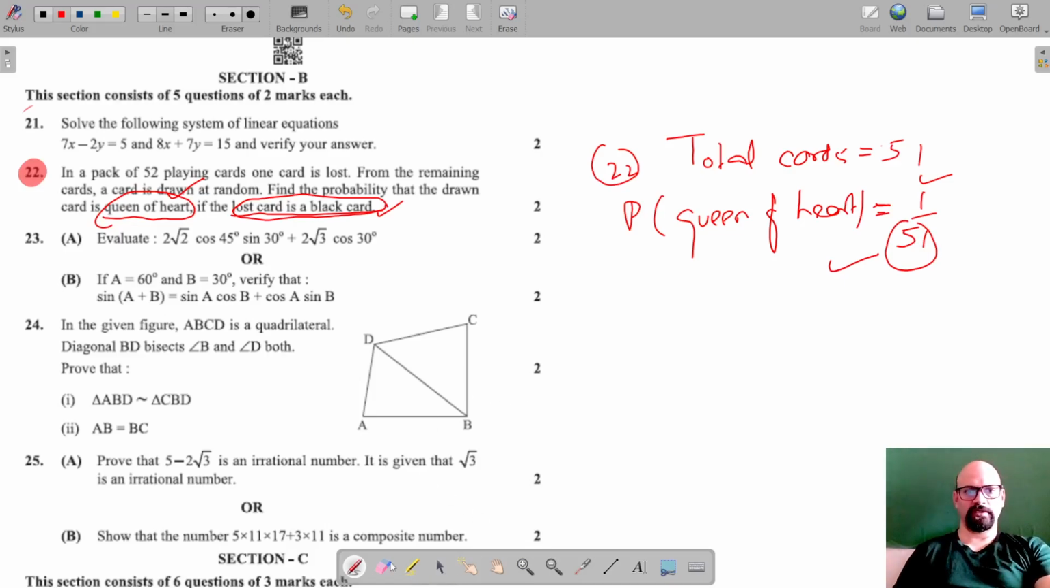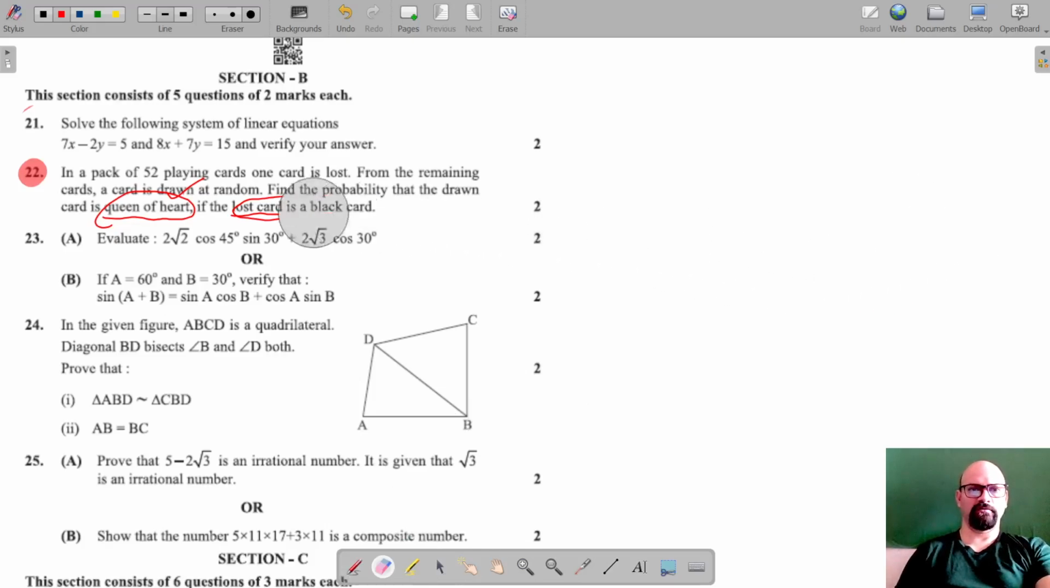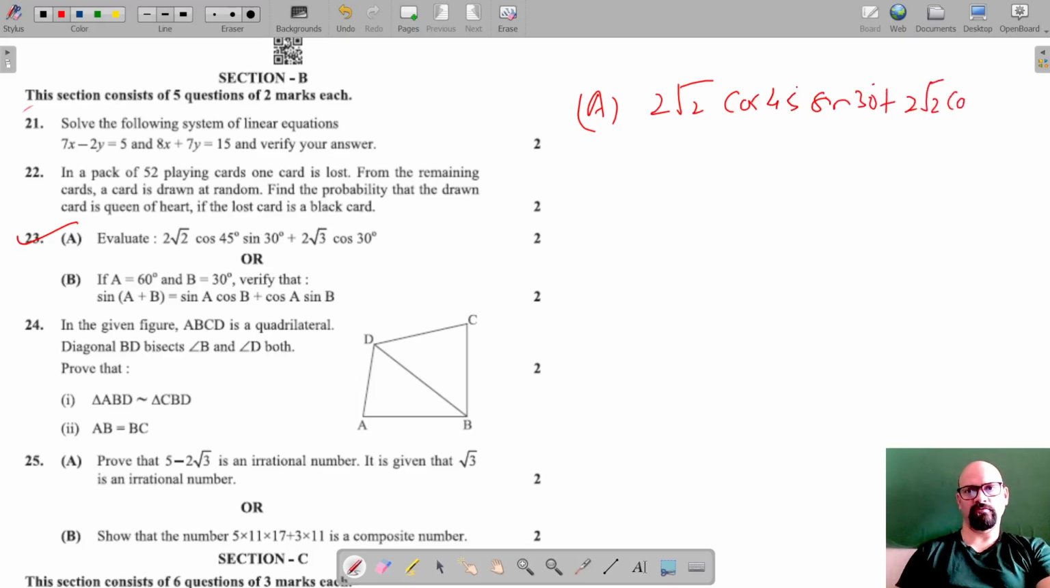For question number 23, we have to evaluate the trigonometric expression that is given. We are on question number 23. I'm going to evaluate the first section, which is 2 root 2 cos 45 into sin 30 plus 2 root 2 cos 30. Now let's put in the respective values of these angles. Cos 45 is 1 by root 2, sin 30 is half. 2 root 2 into cos 30 is root 3 by 2.